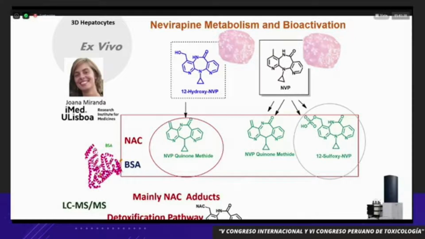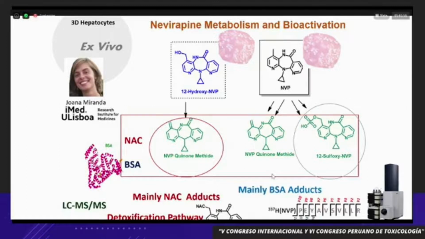What was very interesting to observe was that in 12-hydroxynevirapine, we obtained mainly the N-acetylcysteine adducts, which suggested that even if quinone-methide can be formed, once formed, it can be right away detoxified by glutathione conjugation. In contrast, in the nevirapine incubations, we have detected mainly the bovine serum albumin adducts formed with histidine residues. So this suggested that indeed 12-sulfoxynevirapine should be or could be the reactive metabolite.